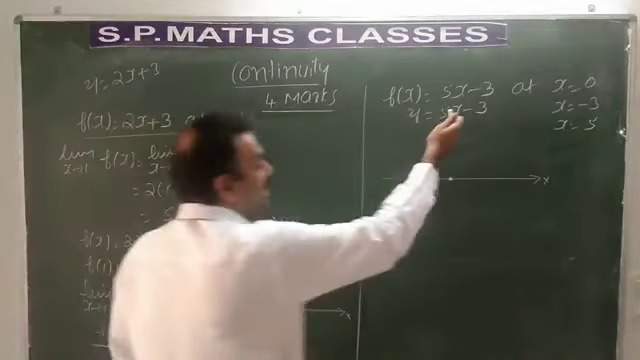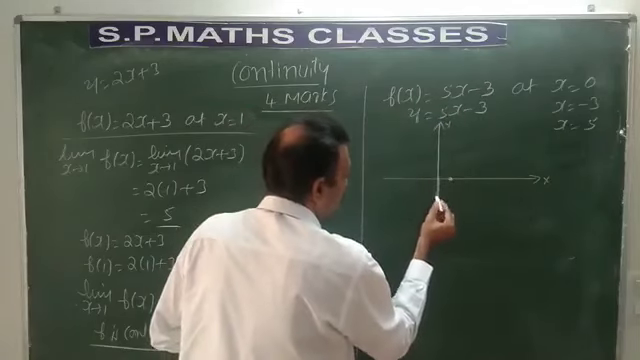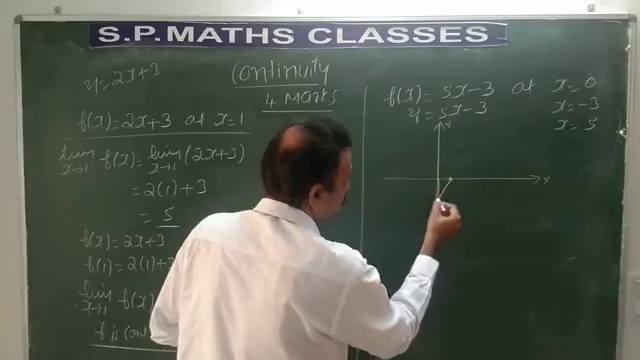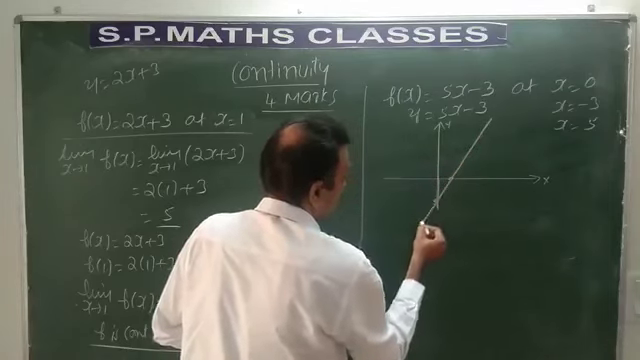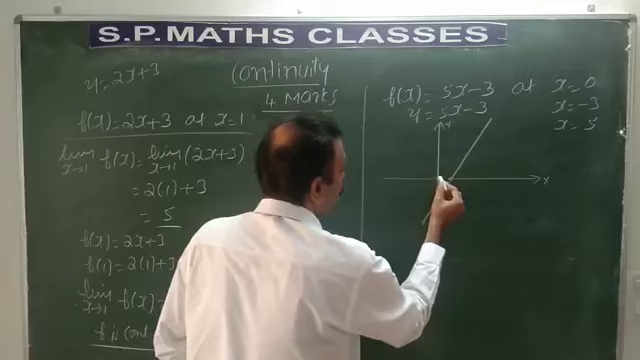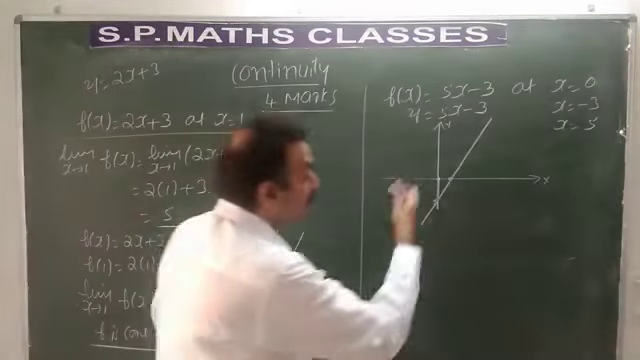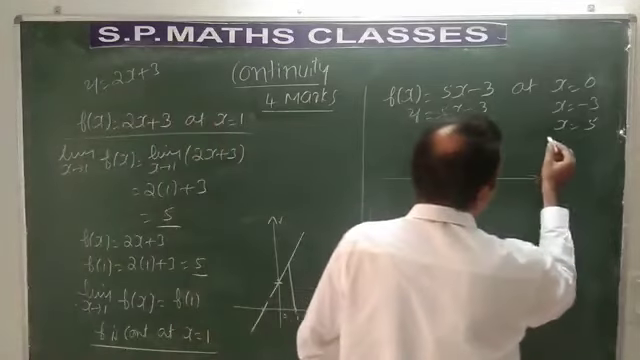Put x as 0. What happens if you put x as 0? Y will be minus 3. Where will that minus 3 be? Somewhere here, minus 3. So you have to join these two and you can extend this. So at x is equal to 0, it is said to be continuous. How can we say that it is continuous? Because there is no break in the graph of the function. I think you have understood how to find this.